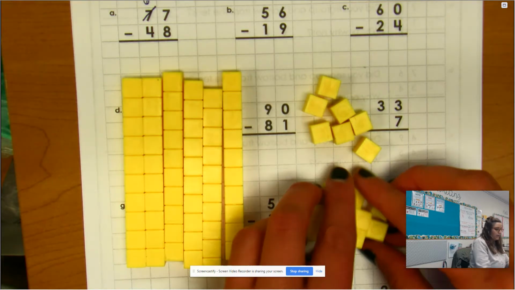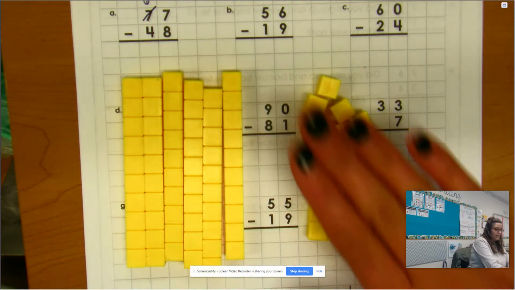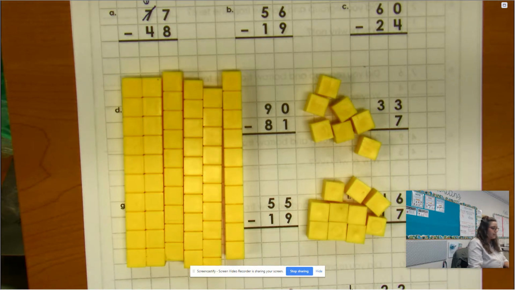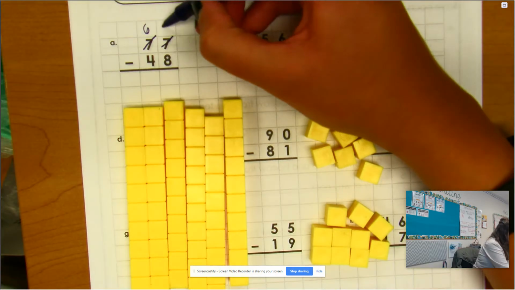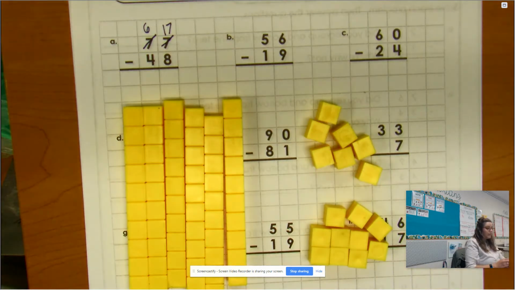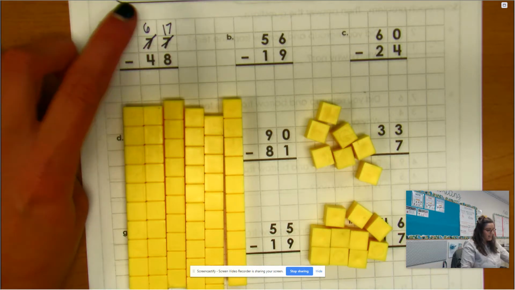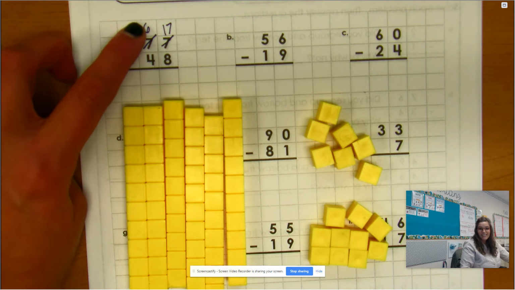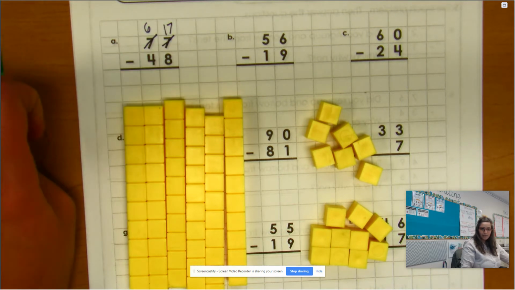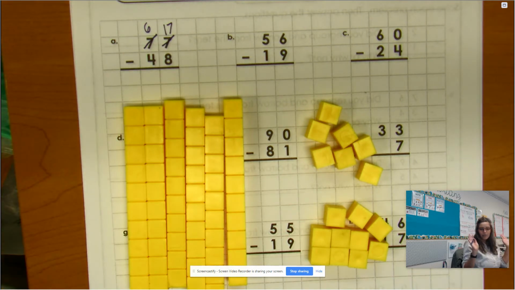So now how many ones do I have all together? Well, I have 10 and 7, and I know that makes what? 17. So I'm going to cross that out and write 17. So now, 70 plus 7 is the same exact thing as 60, because that's 6 10s, right? 60 plus 17, okay? Same exact amount, just represented differently with 10s and 1s, okay?